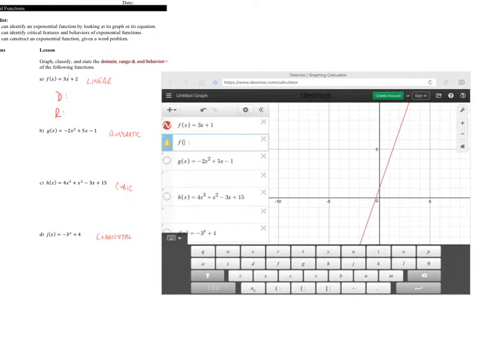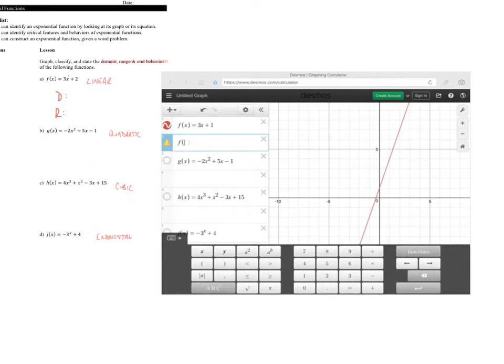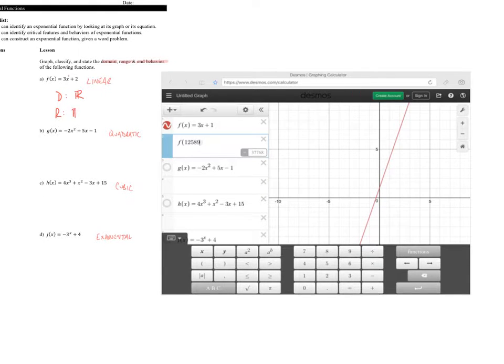I could put in f of 15 or 12,589, and I still get a number. And these numbers just keep getting larger and larger. If I put in a larger number, I'm just going to get an even larger result. I could put in any negative number I want, and I'd get a very negative result. So with a line, the domain here is going to be all real numbers, and so is the range, because I'm not limited in any way in either direction.